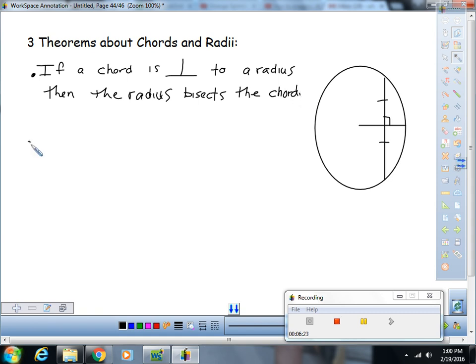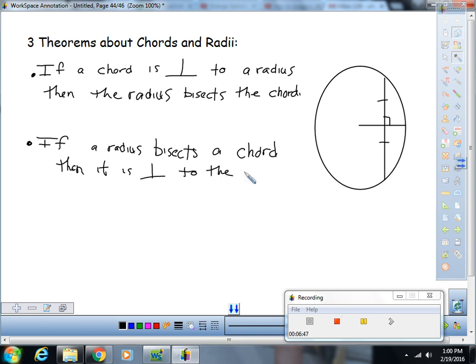The converse of that is the second theorem. If a radius bisects a chord, then it is perpendicular to the chord.